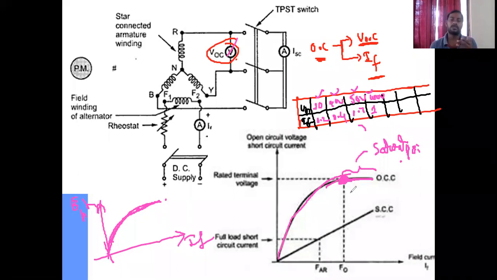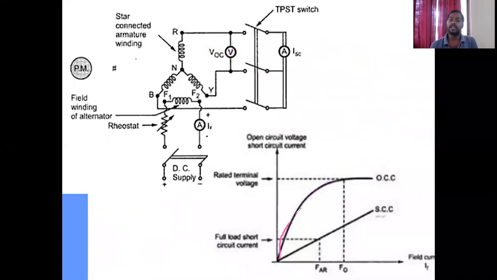Afterwards the voltage will not increase, it will remain constant. Such a characteristic is known as the OCC characteristic. Whatever graph we get from the OC test is the OCC characteristic, that is, the open circuit test characteristic.